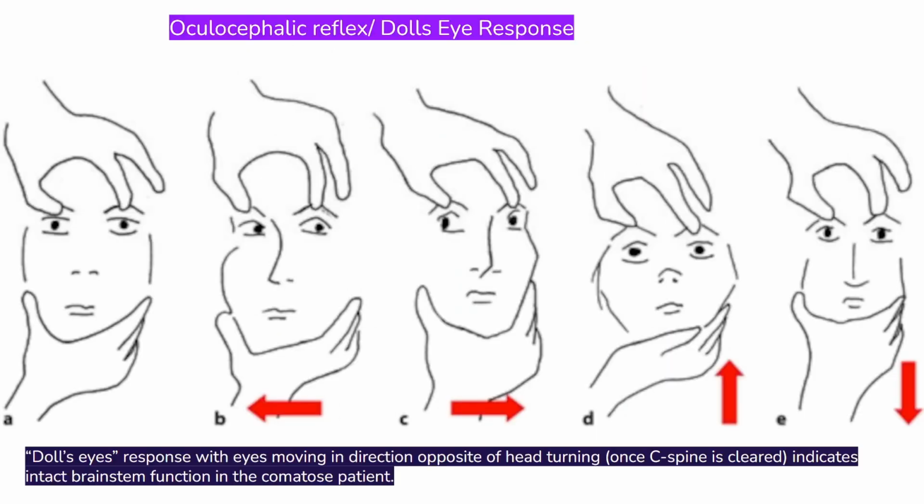The oculocephalic reflex, or the doll's eye response, you have to know. Essentially, the response with the eyes moving in the direction opposite of the head turning indicates an intact brainstem. So if you move them to the left and their eyes go to the right, that's a normal reflex.